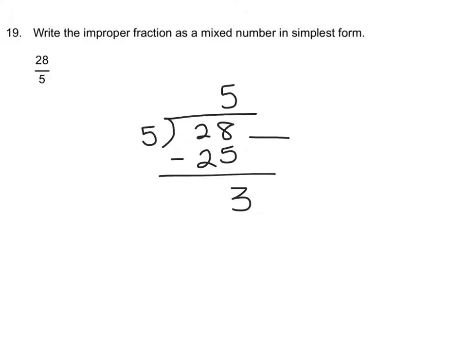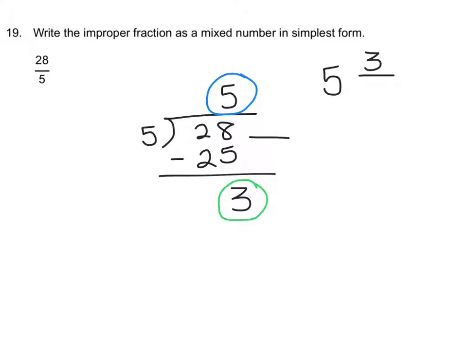Now I need to write my mixed number. To write your mixed number, you take the number on top of the division bar, which is a 5. That's going to be the whole number of the mixed number. So we'll write a big 5. Next, we need to write the fraction of our mixed number. That means that you'll take the remainder, which is a 3, and that's going to be your numerator of your fraction.